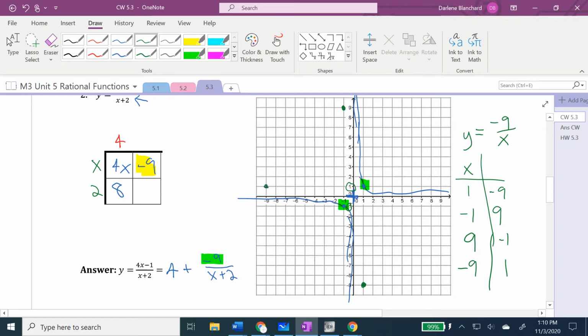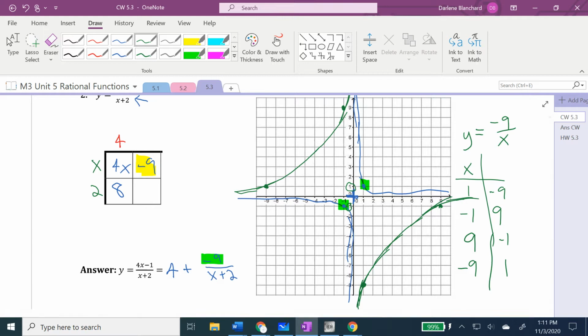So I can add in some extra points to help with the graph, and then just kind of show that it's attempting to follow asymptotes. And stay in the quadrant.